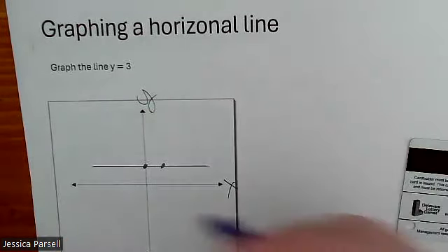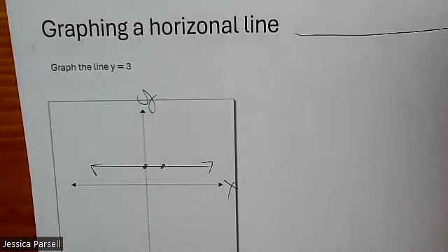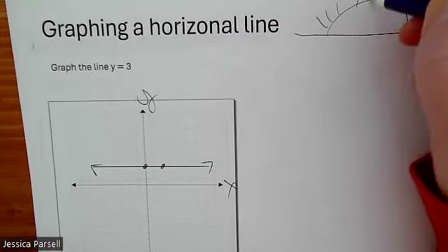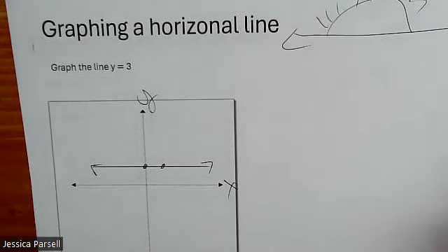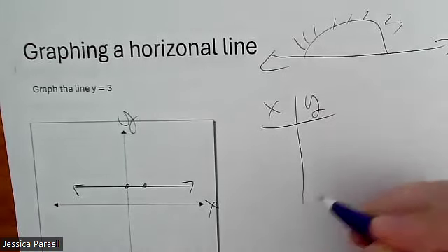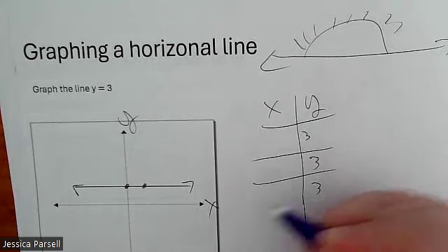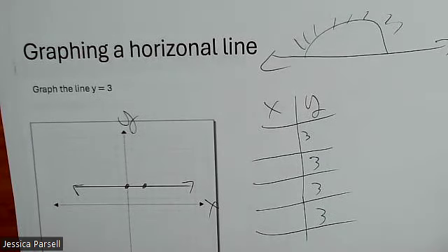Okay, so horizontal line. I remember horizontal because if you think about horizontal, the sun comes up on the horizon, right? There's your horizontal line there. So if you have to make a chart of values here, just know y is always going to be 3. All day, every day, y is equal to 3.